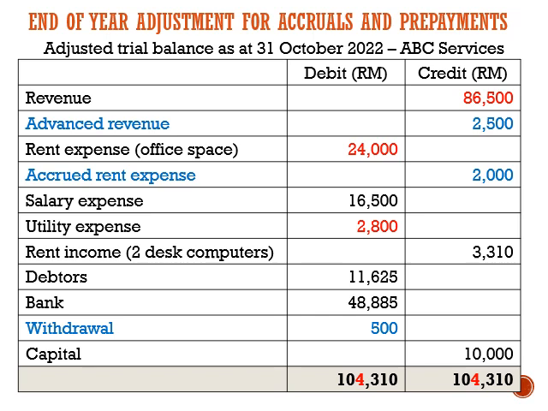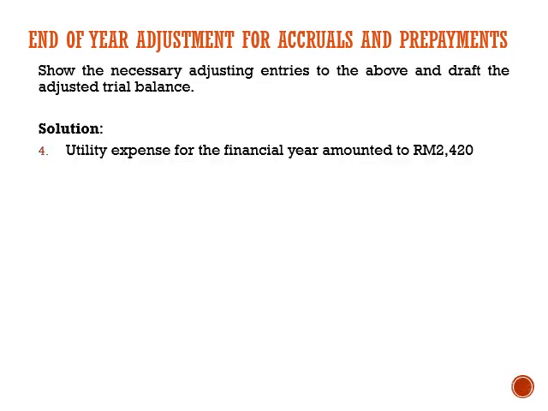In the trial balance, the amount of utility expense is reduced by the withdrawal amount and a new account is created.